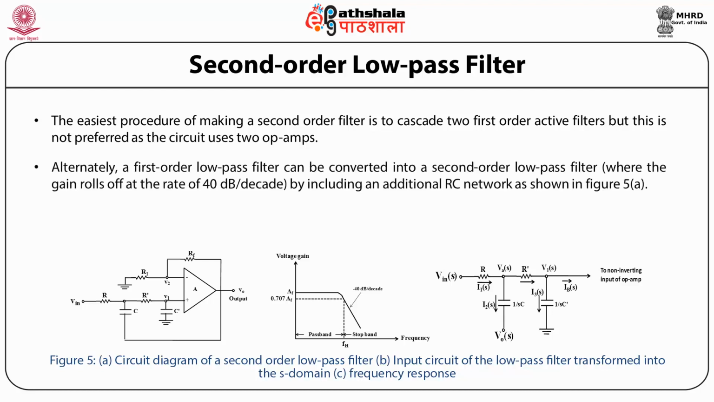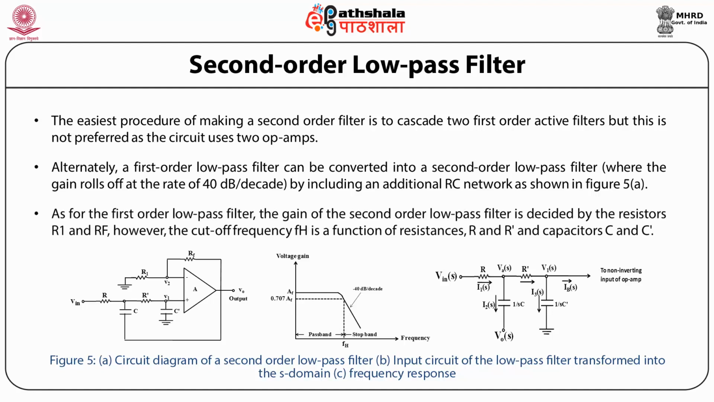Alternately, a first order low pass filter can be converted into a second order low pass filter where the gain rolls off at a rate of 40 dB per decade by including an additional RC network as shown in the figure. As for the first order low pass filter, the gain of the second order low pass filter is decided by the resistors R1 and Rf. However, the cutoff frequency Fh is a function of resistances R and R prime and capacitors C and C prime.